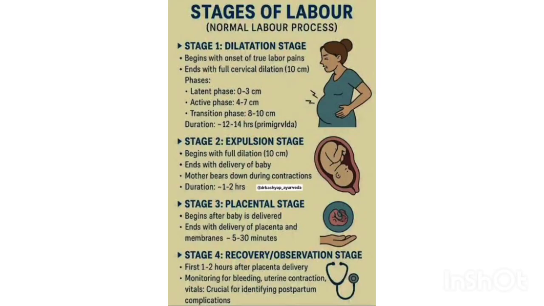The phases of this stage 1 are also in 3 stages. The first is the latent phase, followed by the active phase, and followed by the transition phase. Please take note. The latent phase is where it dilates from 0 centimeters to about 3 centimeters. The active phase happens for about 4 to 7 centimeters. The last one, the transition phase, extends from 8 to 10. Please take note of this.